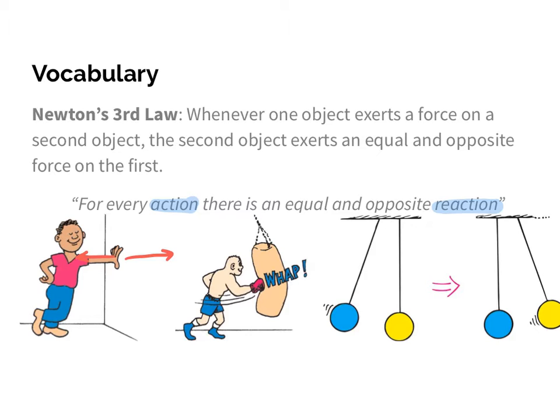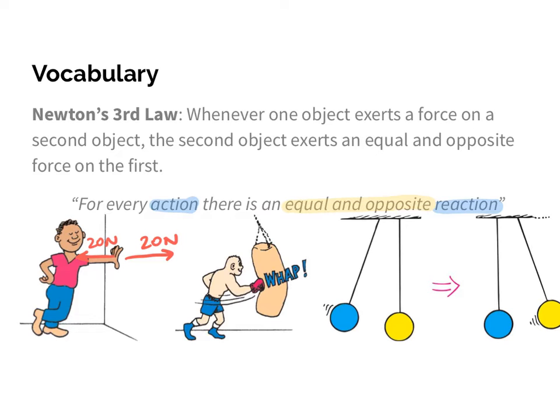Okay, so forces always come in pairs. Anytime you have two objects interacting with each other, there's a force applied to one object, and then there is an equal and opposite force applied back onto the first. So the key thing here is that if this guy is pushing on the wall, let's say 20 newtons of force, the wall is pushing back on him with the same amount of force. Okay, so for every action, for every force, there's an equal and opposite reaction force to it.